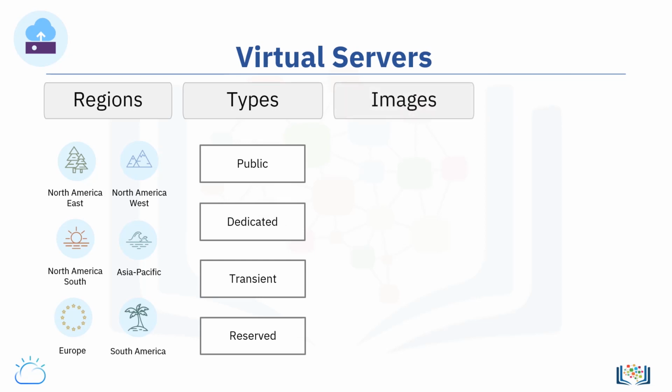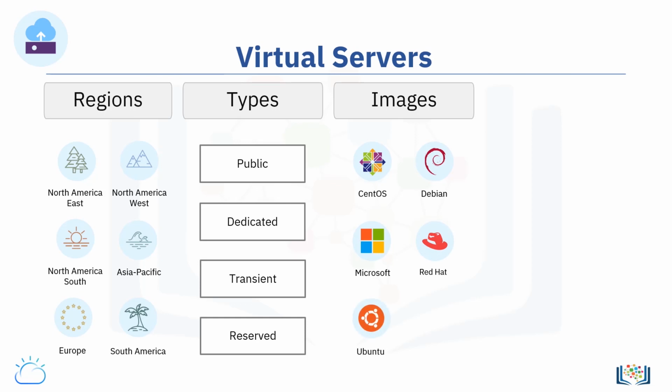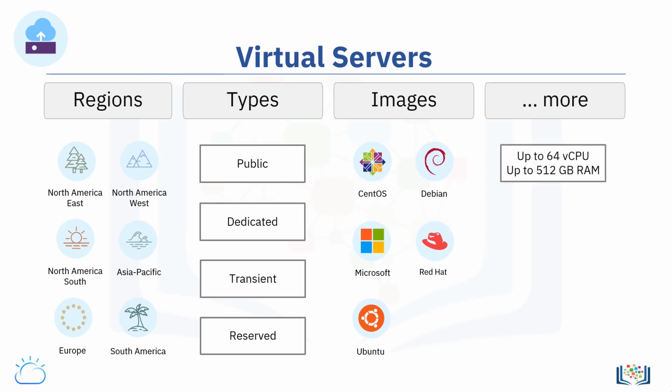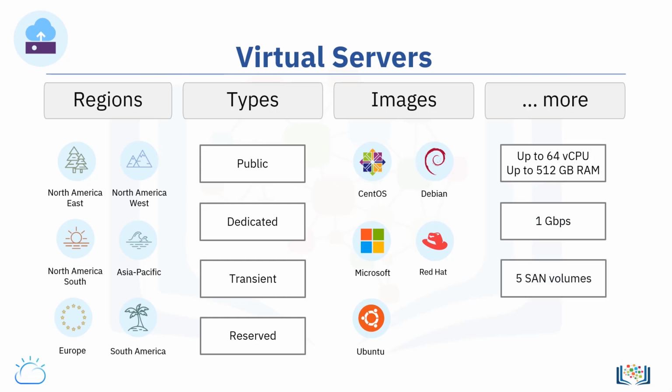Let's move on to images. You can choose between different images such as CentOS, Debian, Microsoft, Red Hat, and Ubuntu, each with different versions of operating systems for each image. It's worth noting a few more aspects of the different virtual server options. Depending on the profile you select, the virtual machine could have up to 64 vCPU and 512 GB of RAM. You can choose to upgrade to a 1 GB per second network connection, and you can even include 5 SAN volumes and 2 GPUs that are based on NVIDIA Tesla P100s.